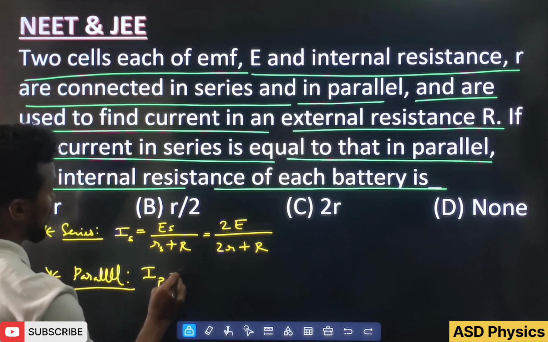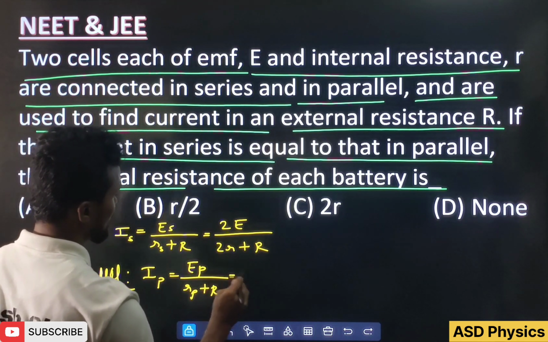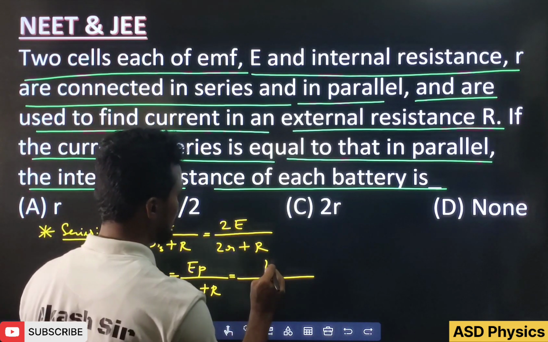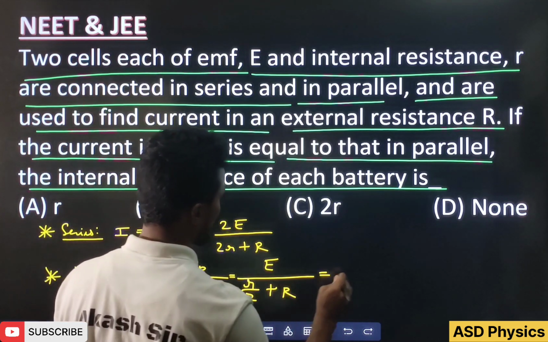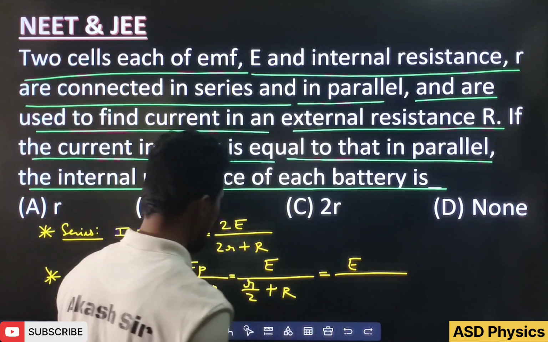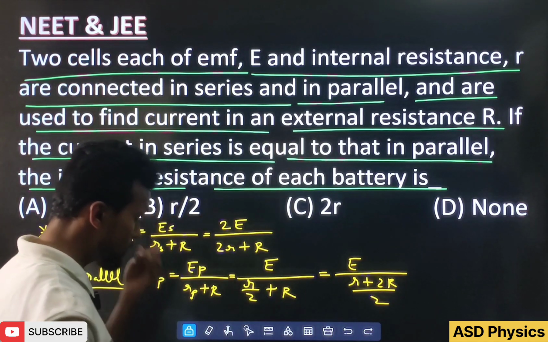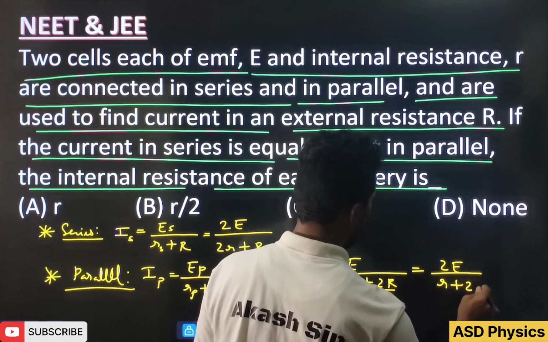Similarly, if I write for the parallel, I_p is equal to E_p by R_p plus capital R. E_p, how much here? Whatever number of cells are connected in parallel, it will be E only. This will become E by r by 2 plus capital R. Let's simplify this somewhat. Take the LCM, so it will become r plus 2R by 2. So it will become 2E by r plus 2R.